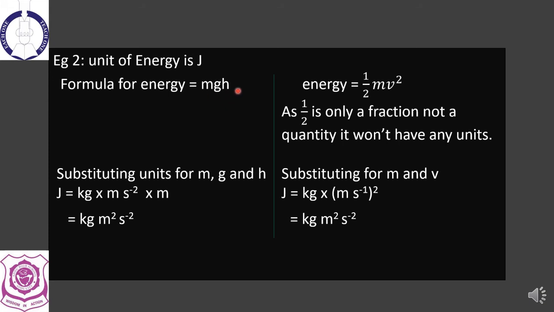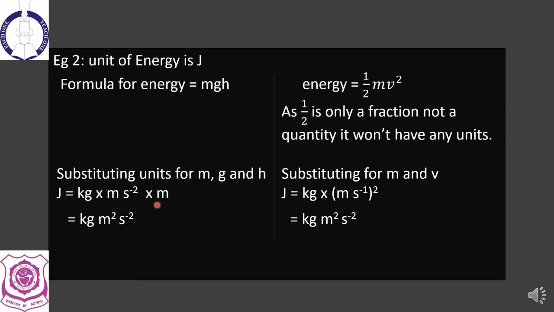For g, there are two names. You have gravitational field strength, which is given in newtons per kilogram, or you can say g is the acceleration due to gravity, whose unit is meters per second square. Since this topic is only related to units, I'm going to use the simplest one, so I will take g as the acceleration due to gravity. When I look at the units, you have kg for mass, meters per second square for acceleration due to gravity, and meters for height.